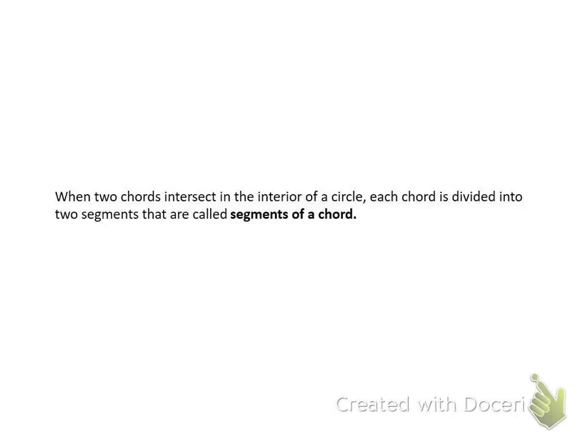So the idea is, yes, tangent is a line, secant is a line, chords are segments, but as these guys start to intersect with each other, I mentioned before, we can cut these lines down to talk about segment pieces and find some distances. So when two chords intersect, here's a definition for you. When two chords intersect in the interior of a circle, of course, is where they're going to intersect, then each chord is divided into two segments that are called segments of a chord. Just makes sense, right?